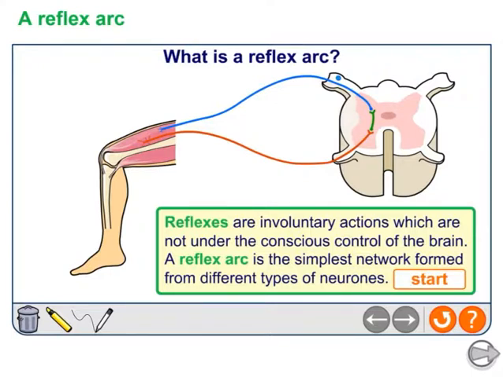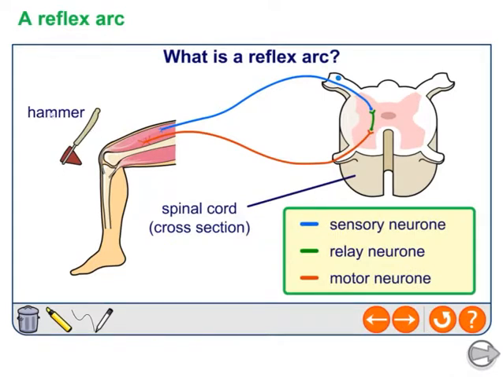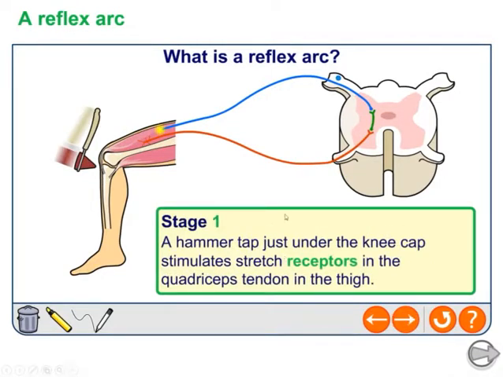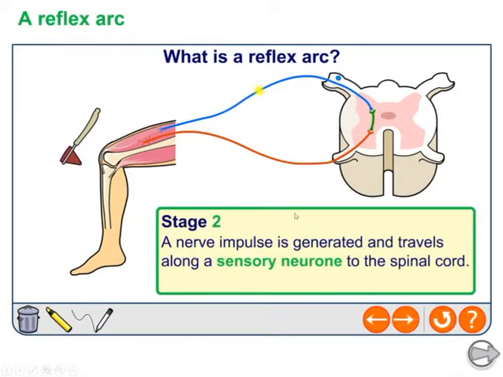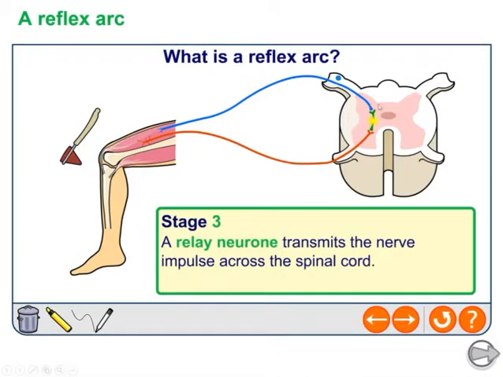And it's in this simple example we've got a hammer touching the knee where there are receptors on the skin which detect the touch. They cause an impulse to travel along a sensory neuron which takes it to the central nervous system and across a synapse to a relay neuron.